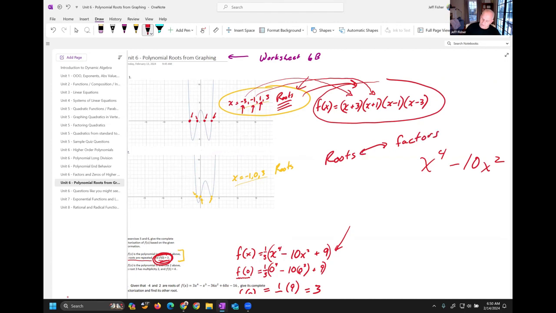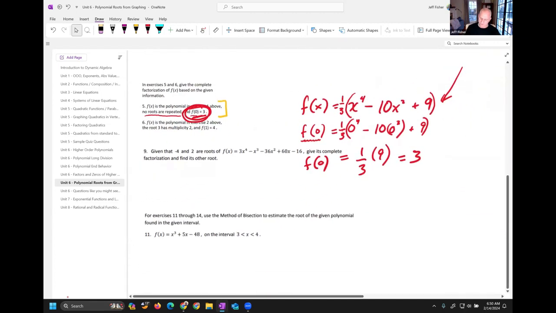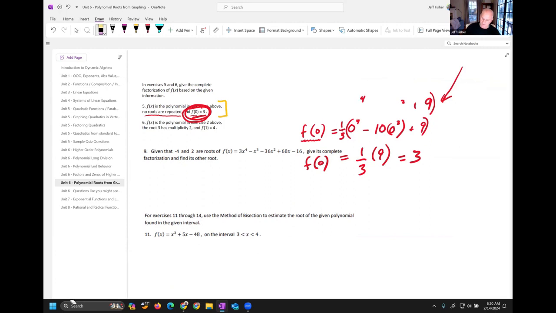Right? So if I have a root of x equals 1, I have a factor of x minus 1. If I have a root of x equals -2, then I have a factor of x plus 2. That's what's really important here. Know the relationship of roots to factors. Okay? Now, here's another one that could be equally as challenging.